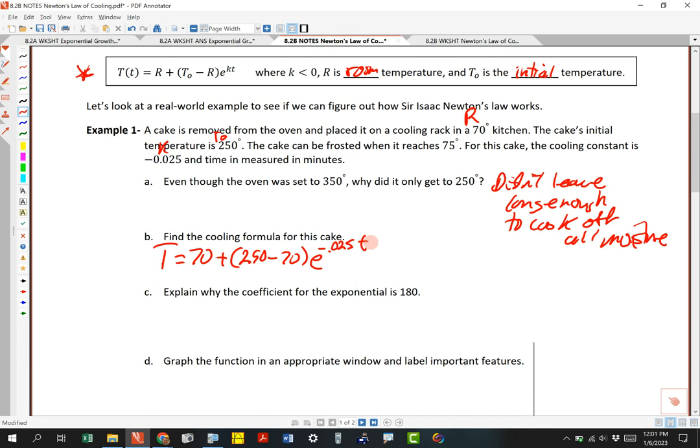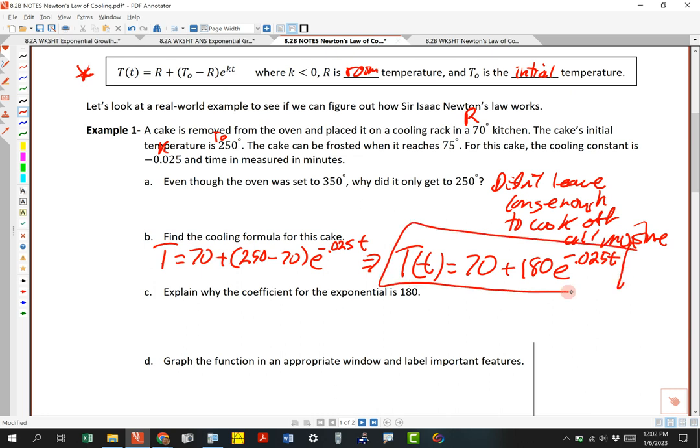Now, we're going to clean this up just a little bit. So here's the formula. We're going to do a big T of little t. So that's the temperature at time t. This is going to be 70 plus, and this is going to be a 180, correct me if I'm wrong, and then this is going to be e to the negative 0.025 t. That is the cooling formula for this cake. Any questions?